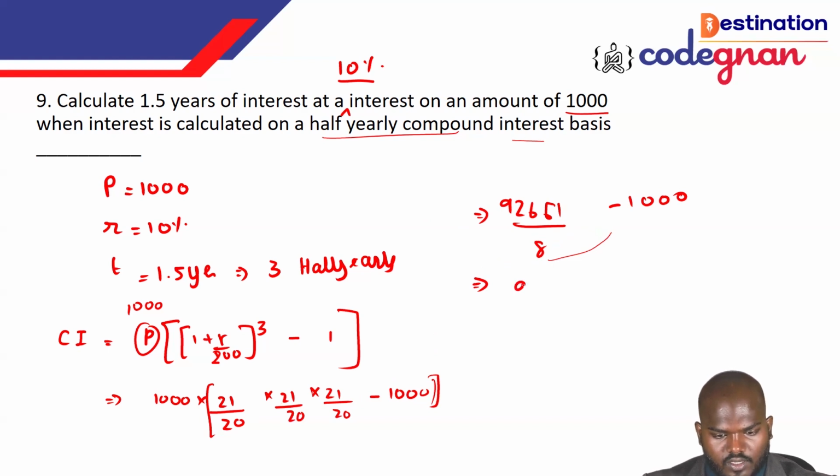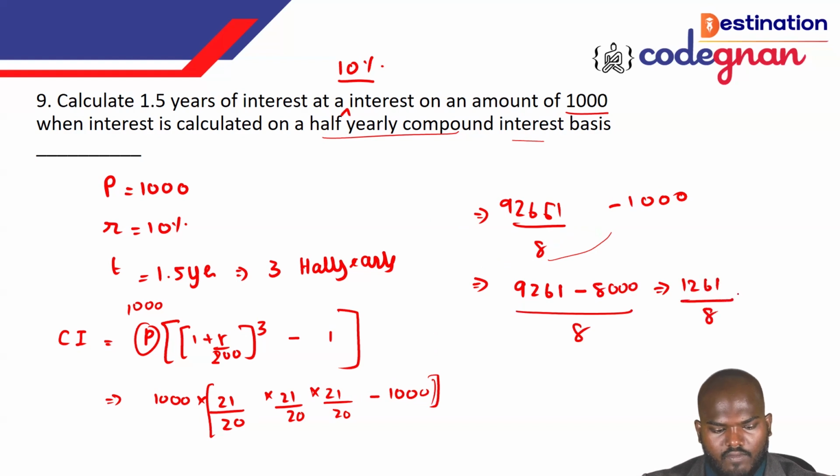If you take the 9261, then minus 8,000 by 8, it will give you 1261 by 8. If you divide this, it gives the answer: 8 times 1 is 8, remaining 4. Then 5 times 8 is equal to 40 and remaining 6.